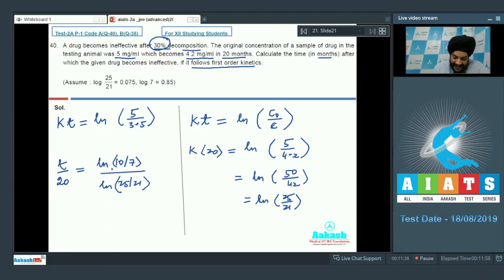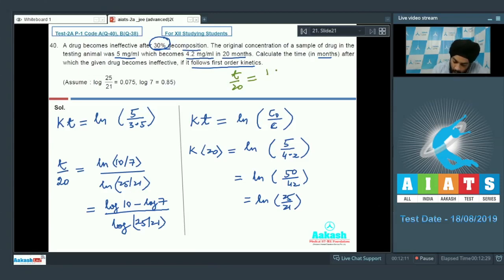Okay, so we can just cancel the natural logs and we can convert it into log with base 10. The 2.303 factor will cancel in both numerator as well as the denominator. So this will give us log of 10 minus log of 7 upon log of 25 by 21. So we can now just put the value, students. The value of t by 20 is equal to log of 10 minus log of 7. So log of 10 is 1, log of 7 is 0.85 as given to us, upon log 25 by 21 is directly given to us, which is 0.075.